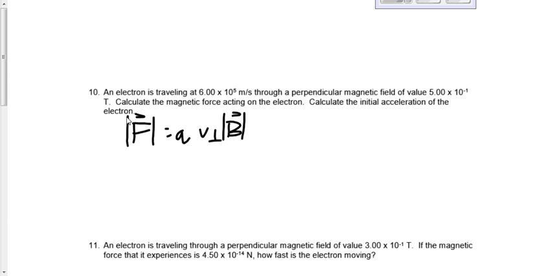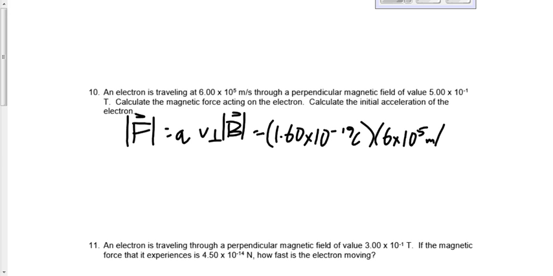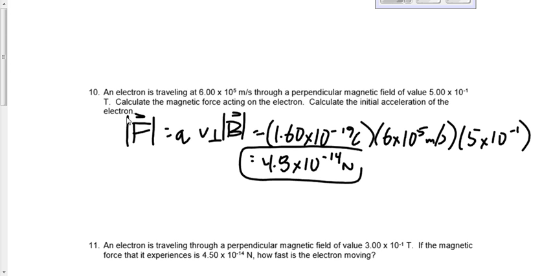What's that little upside down T mean? Perpendicular, right? It just means that this equation is only valid when the particle is moving perpendicular to the field. Charge here is, what is it? It is an electron, so it's 1.60 times 10 to the minus 19 coulombs. V is 6 times 10 to the 5 meters per second. And B is 5 times 10 to the negative 1. When we solve for this, we get a force of 4.8 times 10 to the negative 14 newtons. There's the magnetic force. Should be 4.80, I think, actually, to 3 digits.